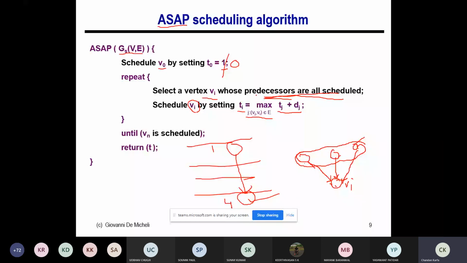Okay, that is the idea. Select a vertex whose predecessors are all scheduled, which means their execution is also over. Then only can I schedule it. Okay. So this way I proceed, and whenever my Vn is done, Vn being my sync node, I am done with my scheduling.